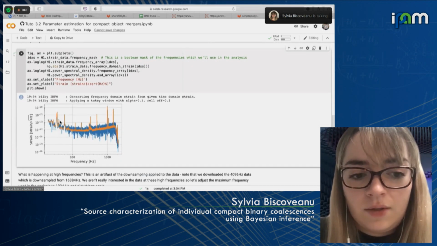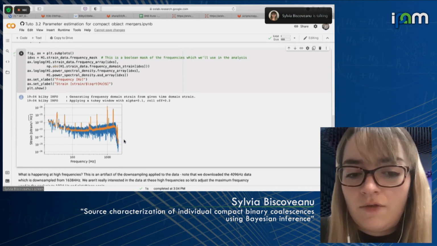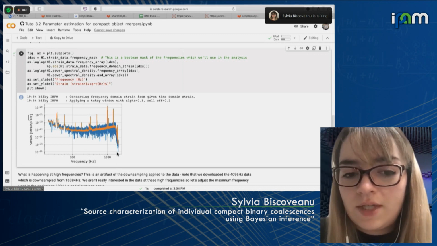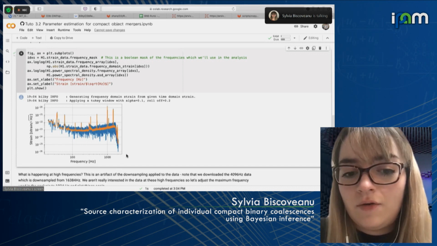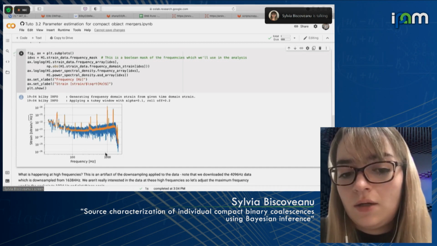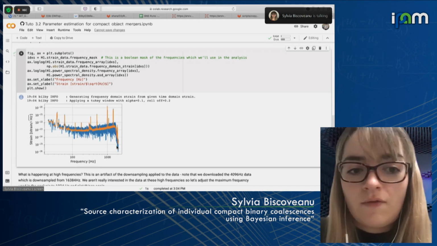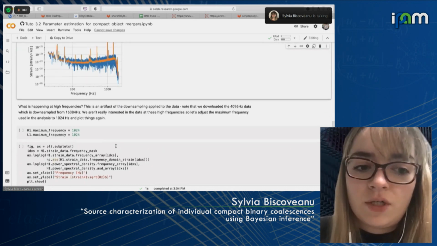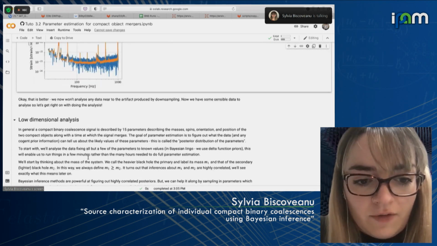This is the data that we downloaded. This is what it looks like. You can see this turnover at high frequencies. This is just an artifact of basically the downsampling. So because we used a sampling frequency of 2048 hertz, the Nyquist frequency, or the max frequency included in the data, is just half that. But this is a binary black hole merger, so it merges at a few hundred hertz in the LIGO band. So we can safely just ignore this data because it won't have any relevant information for our signal. So we replot it, and we've gotten rid of that artifact.